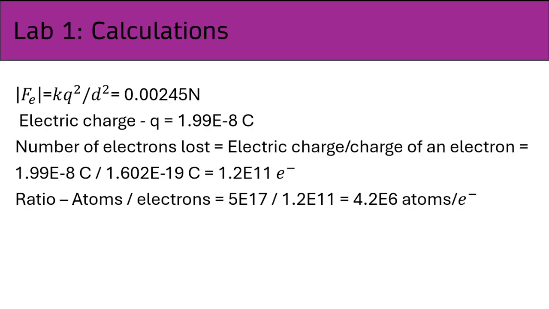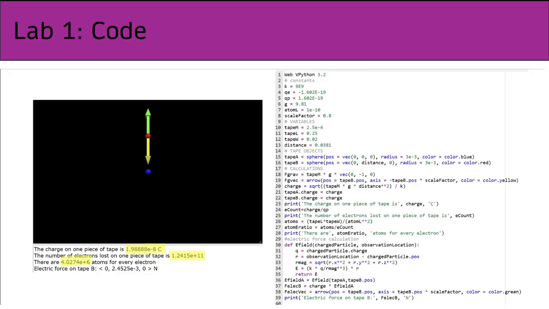So the electric charge, Q, is 1.99 E to the negative 8, and then the number of electrons lost is equal to the charge divided by the charge of an electron. So 1.2 E to the 11th. And here's my code.